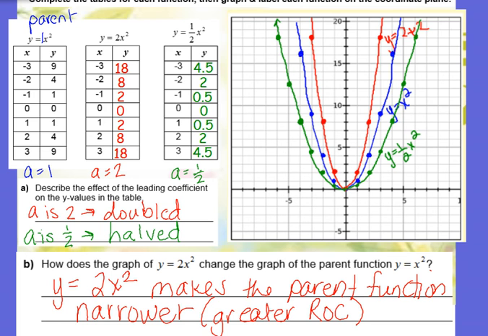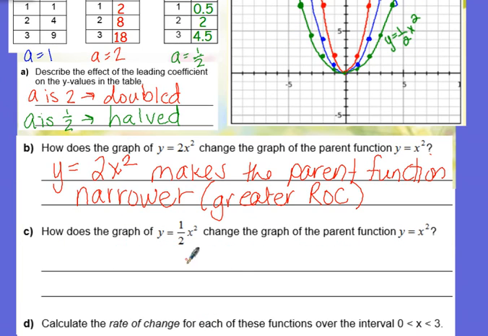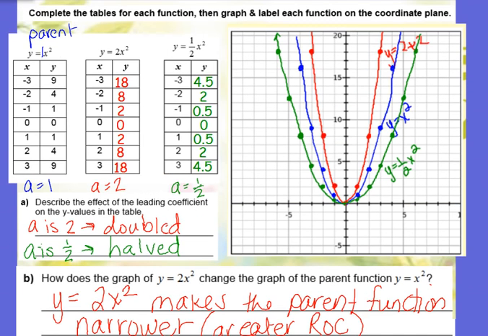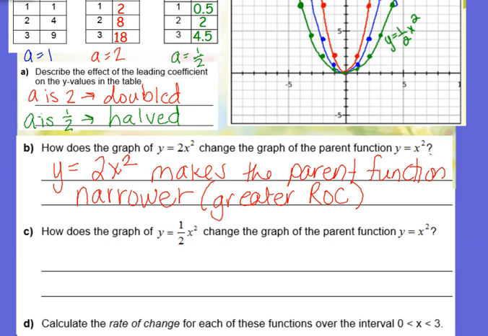Letter C. How does the graph of 1/2 x squared change the graph of the parent? Well, this one up here was in green, and the parent was in blue. So we can say y equals 1/2 x squared makes the parent.